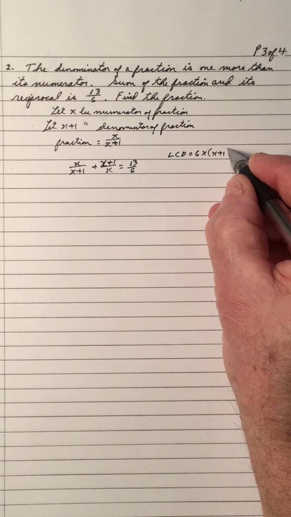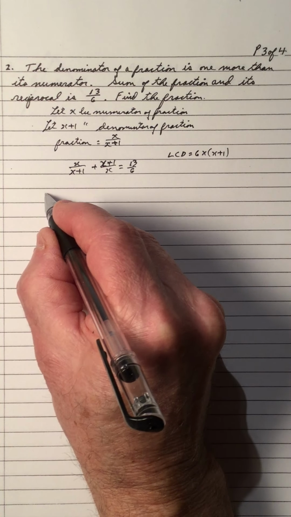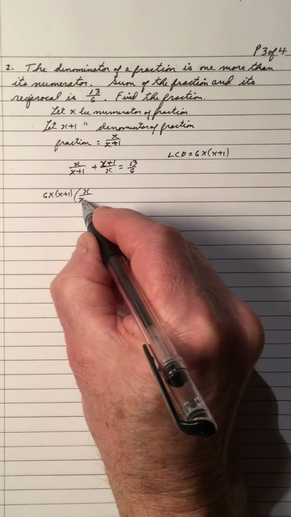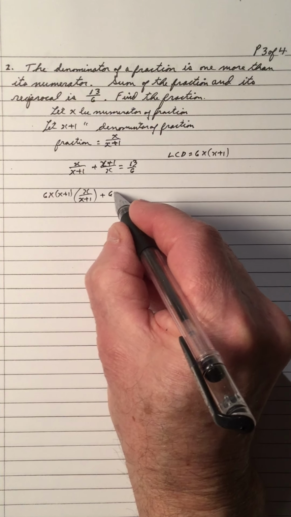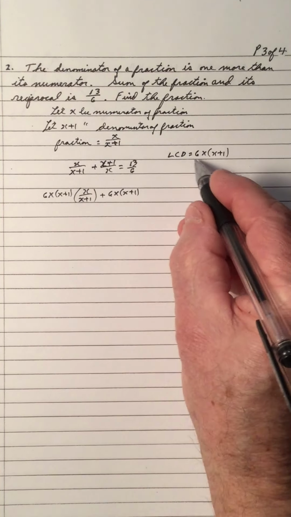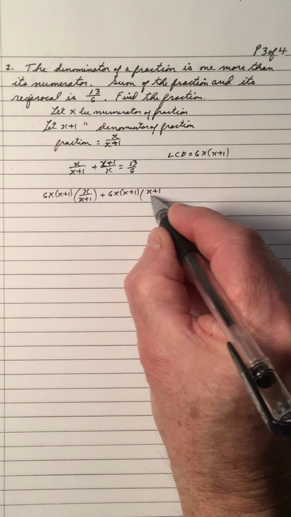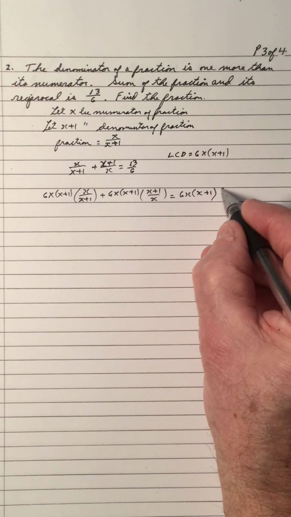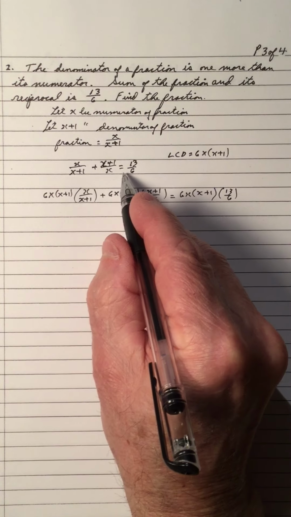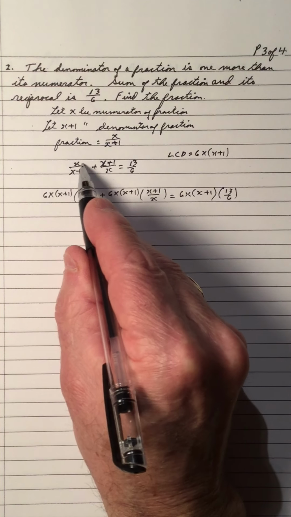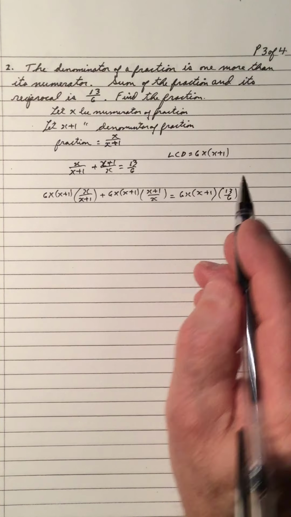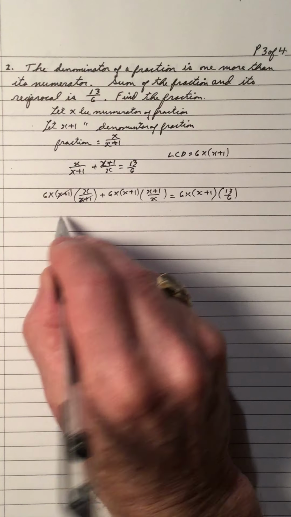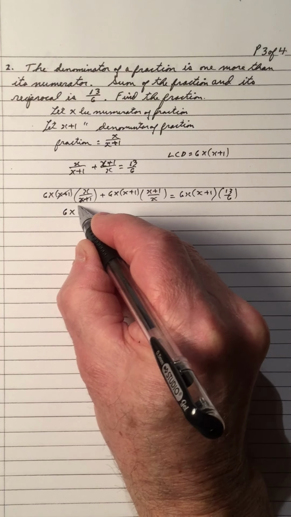So that's your denominator. So if I take the denominator of 6x times x plus 1 and multiply it by x over x plus 1, and multiply that LCD also by x plus 1 over x, and I take the LCD and multiply by 13 over 6. So again, I have fractions. By multiplying every term of the equation by the LCD, every denominator should cancel. So x plus 1 cancels. So I get 6x times x. So that gives me 6x squared.